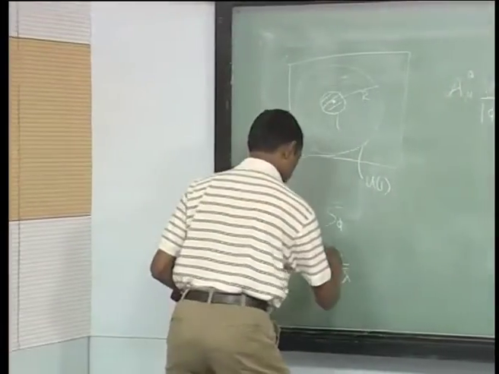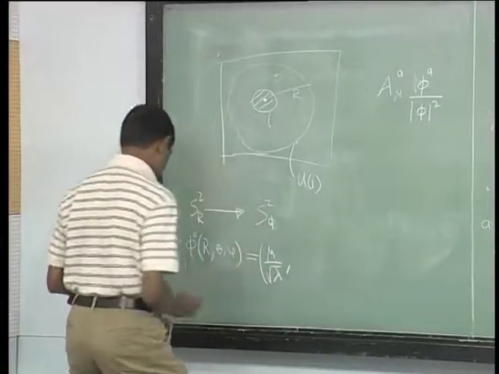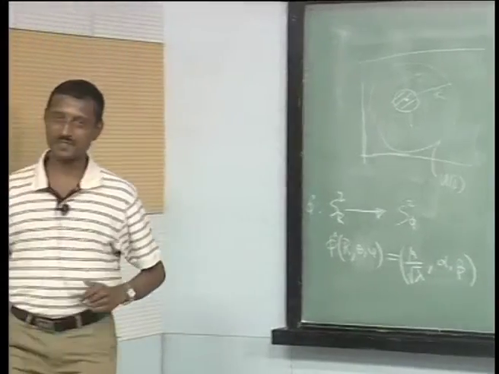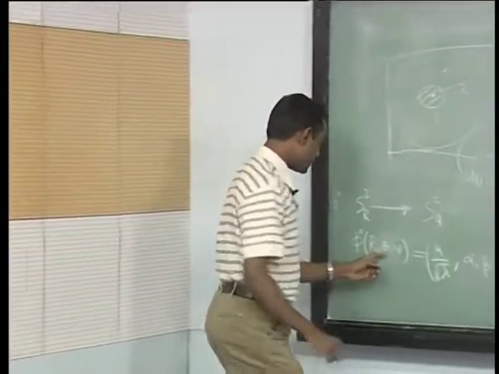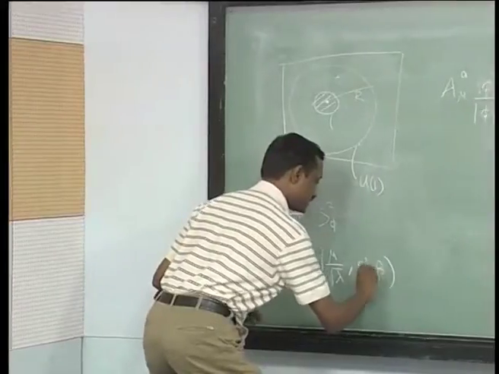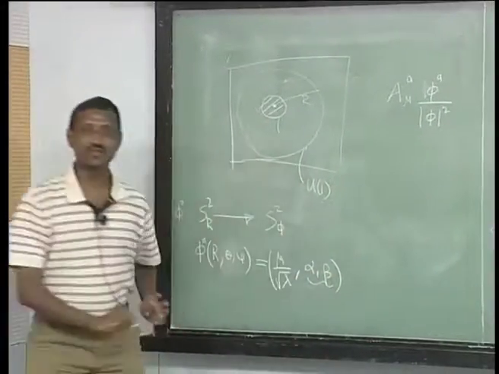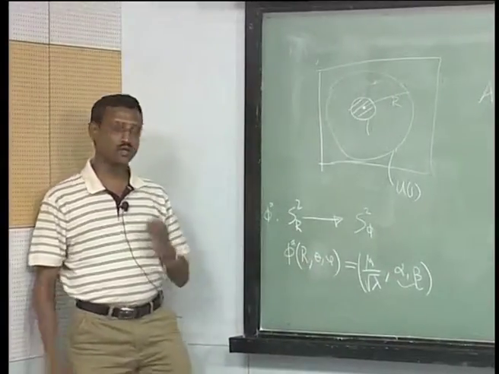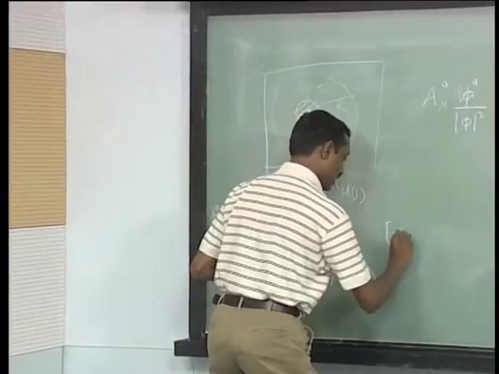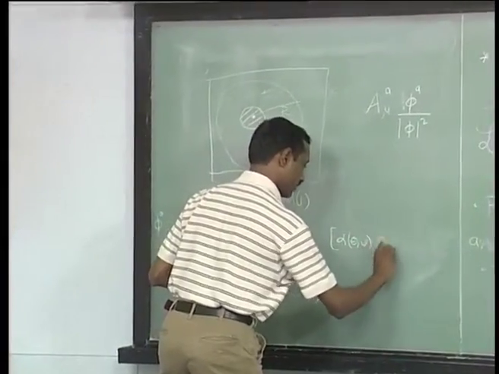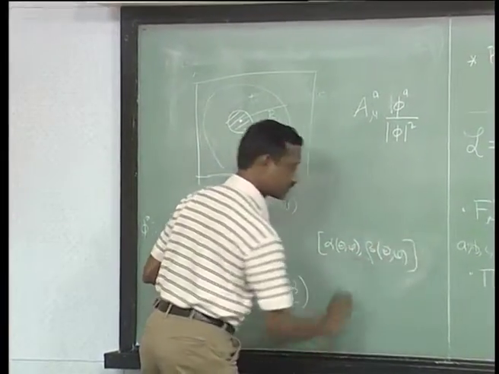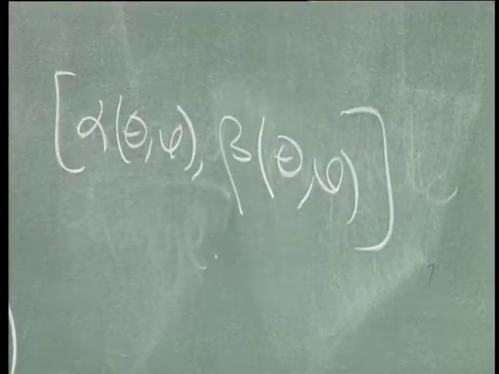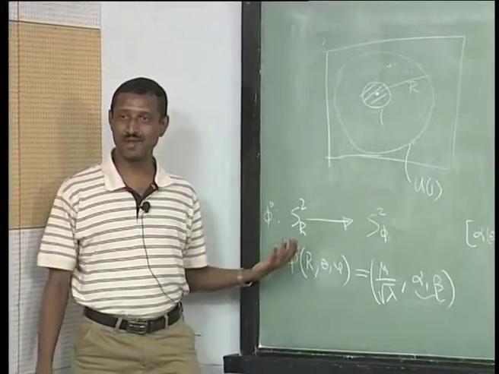Okay. Let us call them alpha and beta. As theta and phi vary, you will get two functions. These are the angles of this sphere, so beta is like a phi and alpha is like a theta. So what you will get is two functions, alpha of theta and phi and beta of theta and phi. And you can ask is there a way of topologically classifying these maps.